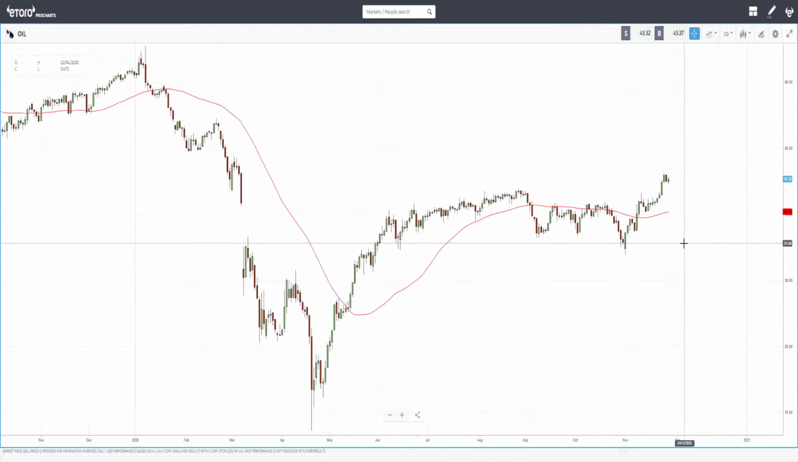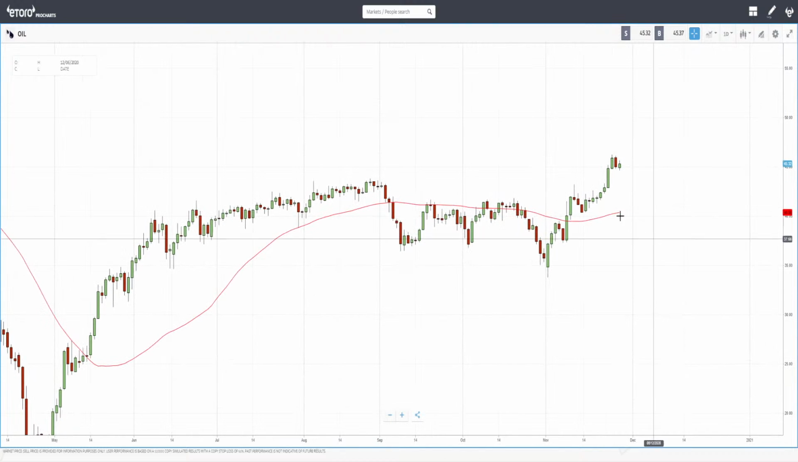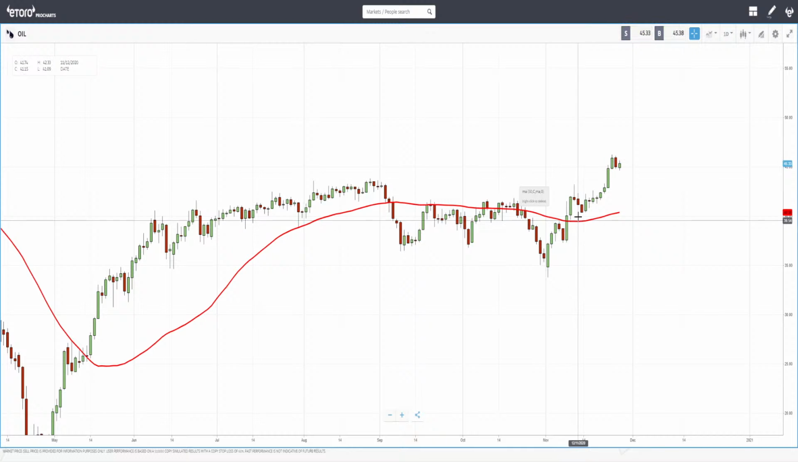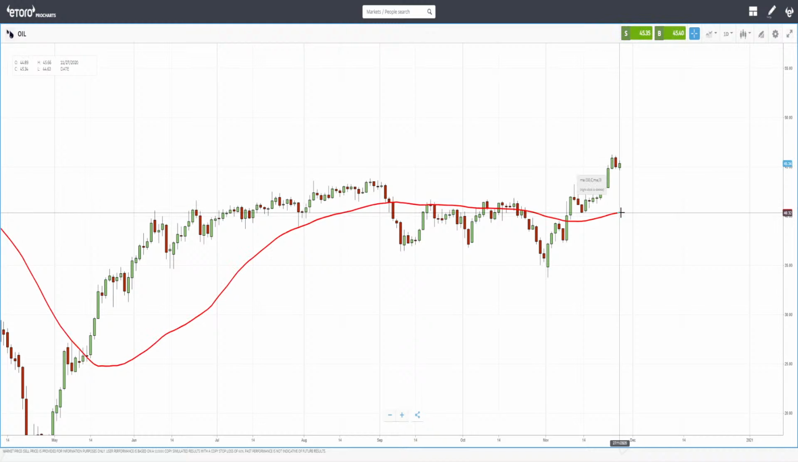So if you look at the period that we're in now, we can see that we crossed the 50 moving average around 3 weeks ago, and we have rallied ever since. So it's not going to be until we cross the 50 moving average again where you can basically expect prices to fall on a daily basis.